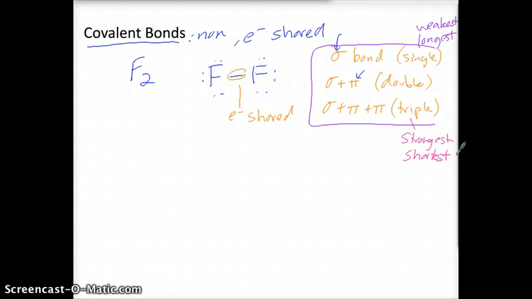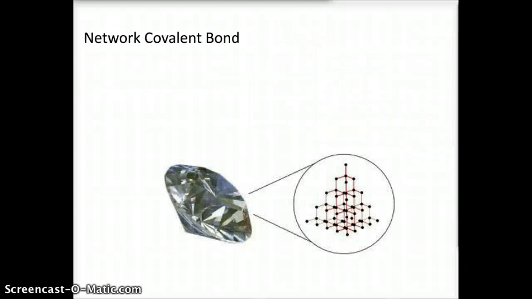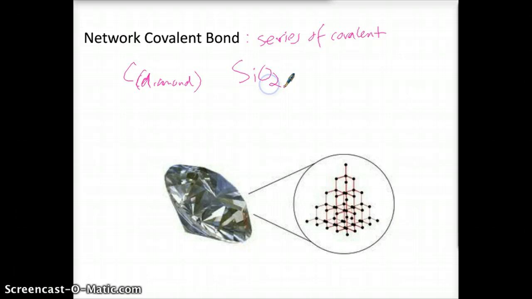Obviously, double bonds fall in between the two of those. We also need to know about network covalent bonds. So these are a series of covalent bonds in a huge network, in a pattern. Common examples that we need to know are diamond and quartz, which is silicon dioxide.